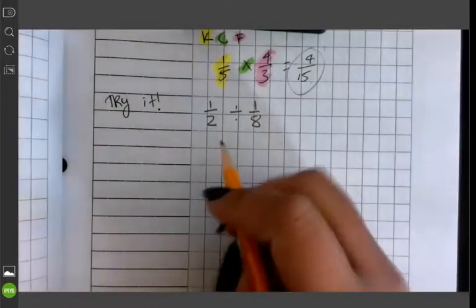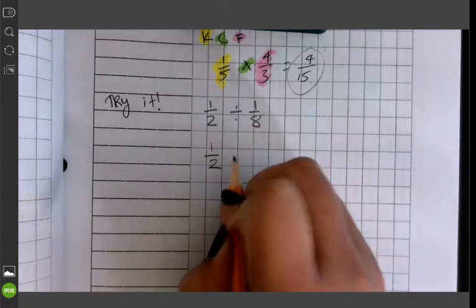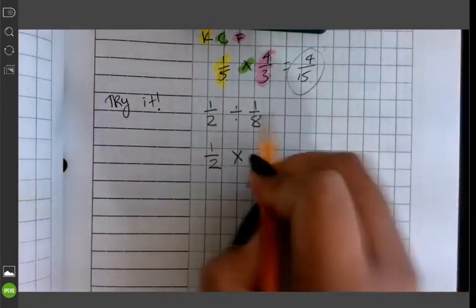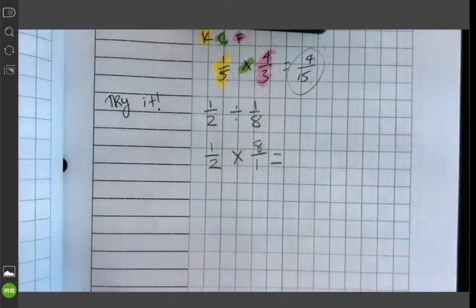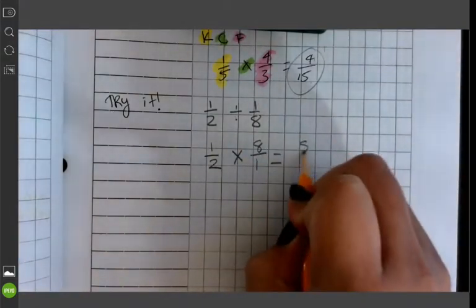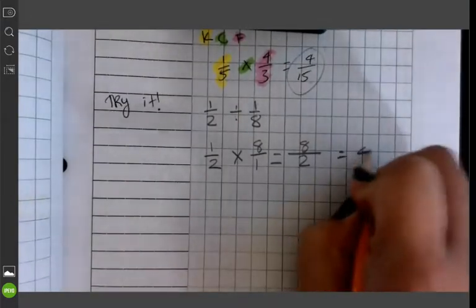All right, so keep, change, flip. We will keep the 1/2, change division to multiplication, and then flip the 1/8. So now that's 8 over 1. And then we will multiply across. 1 times 8 is 8. 2 times 1 is 2. 8 divided by 2 is 4.